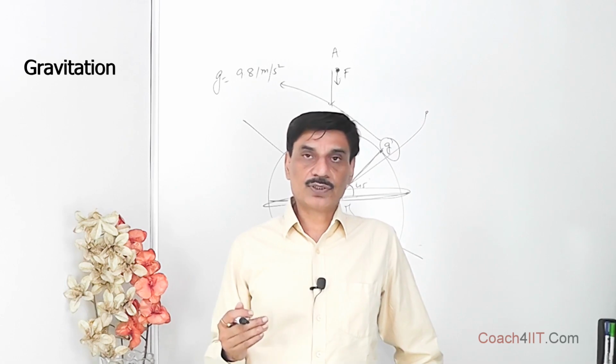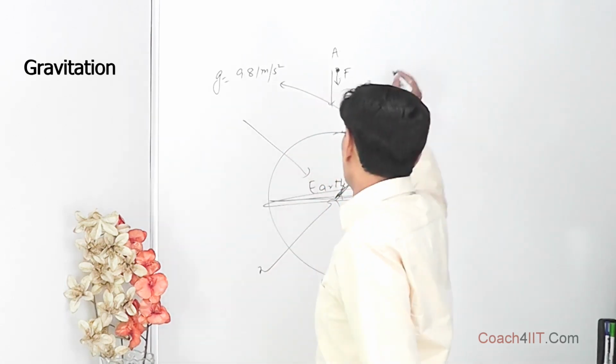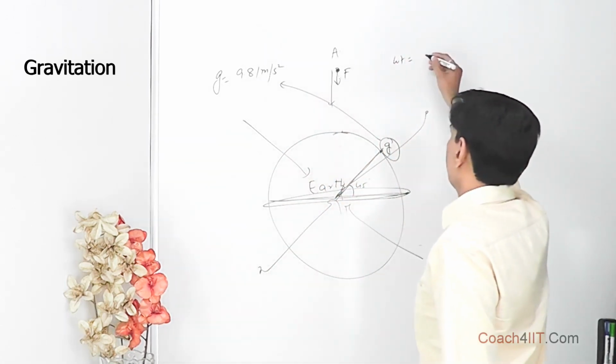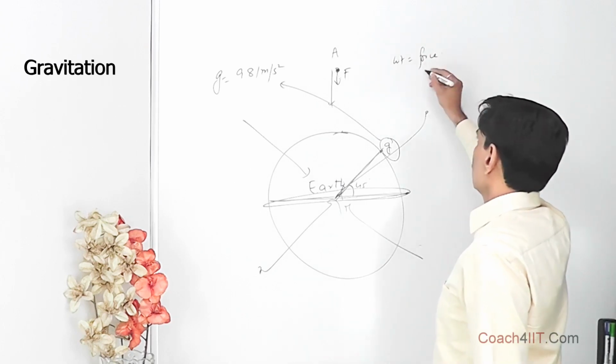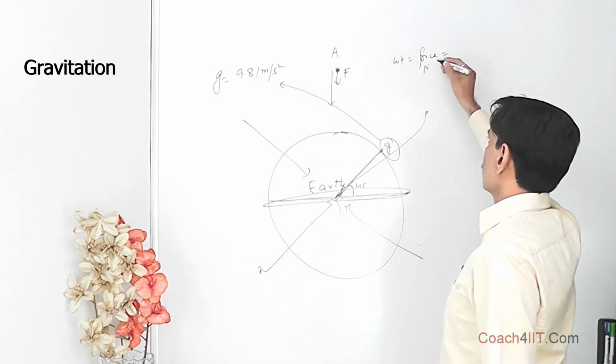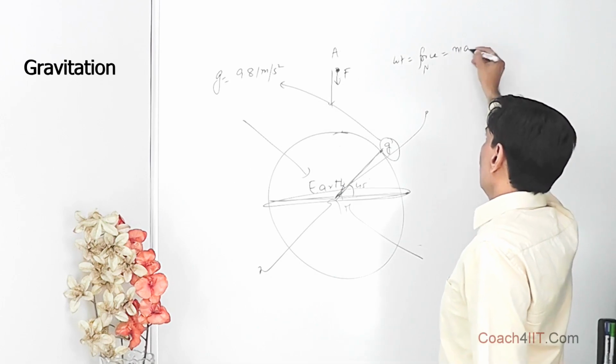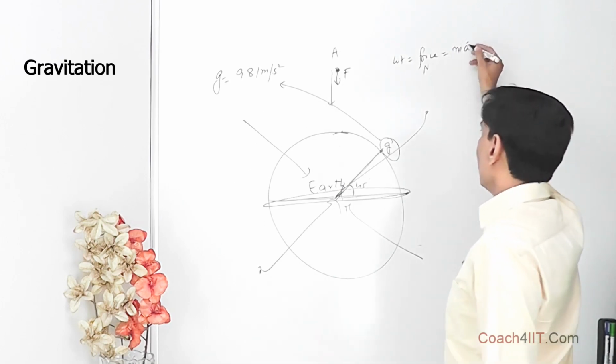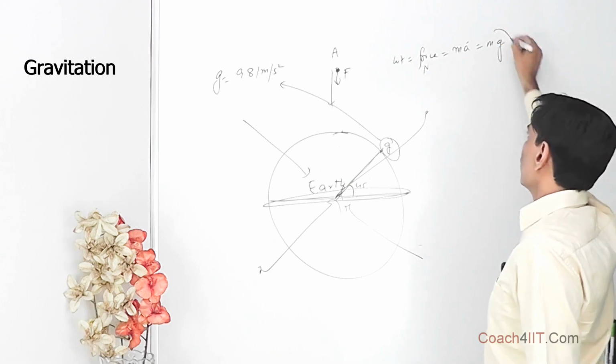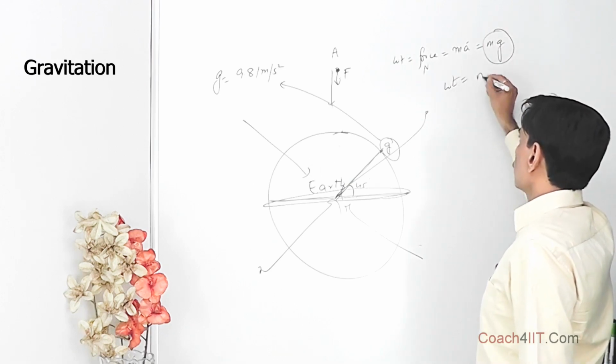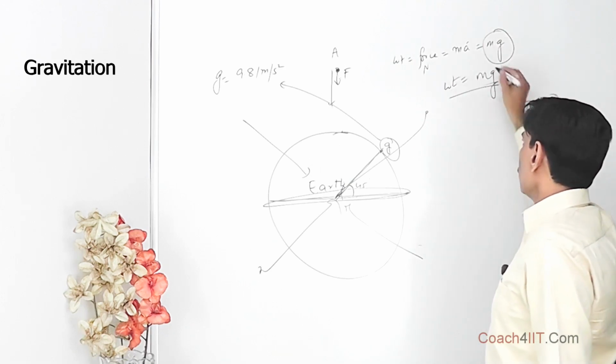Mass of the body is constant, but weight is basically a force only. So the unit is Newton, and force is equal to m into a, and over here, instead of acceleration a, we have acceleration due to gravity. So when we talk about the weight, weight is equal to mg. Now there is a variation of g.